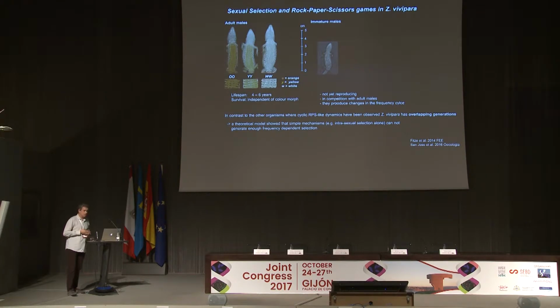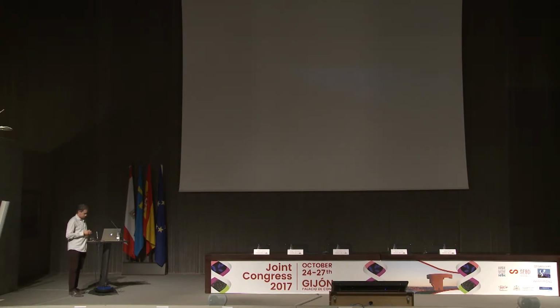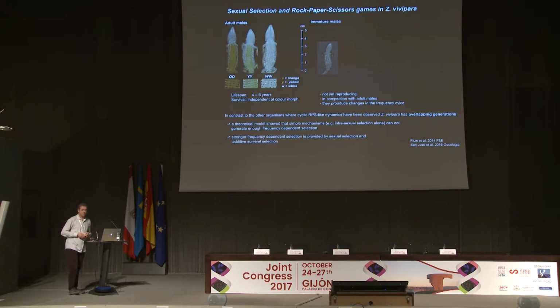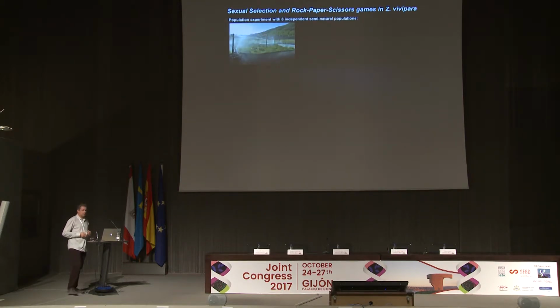The theoretic models actually showed that simple mechanisms that have been assumed to drive these games cannot generate enough frequency-dependent selection to explain the rapid cycles. And what they suggest is that very complex mechanisms evolved, namely frequency-dependent selections generated by sexual selection and additive subsequent survival selection. Well, it's quite amazing. And most scientists would have said when they saw the models that this is simply not possible. So we went out to test whether there's indeed some basis for these models.